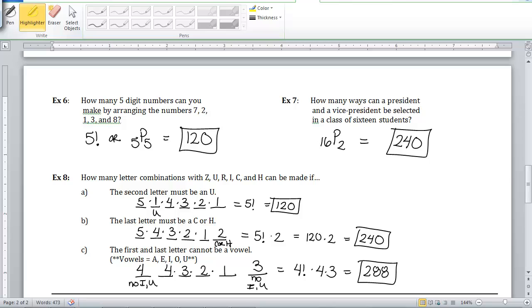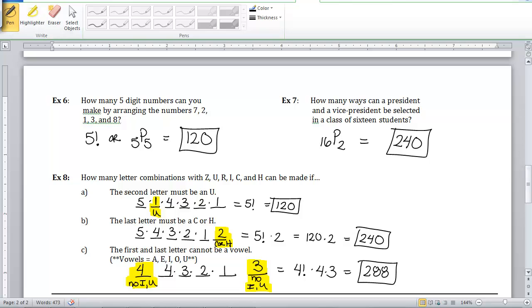So as a permutation, that was 4 factorial times 4 times 3, which is 288. What you should notice is that each time I have always done the restriction first. It is important to do the restriction first because that tells you how many other letters you have left with that one restriction.